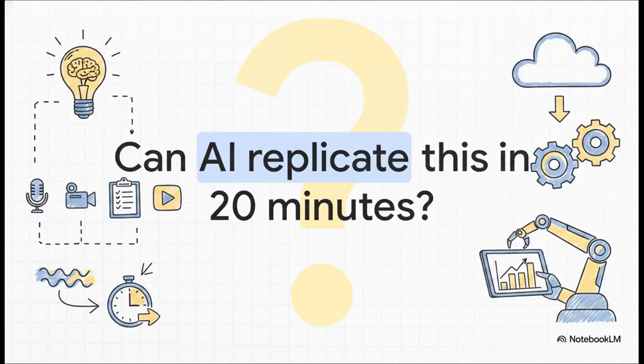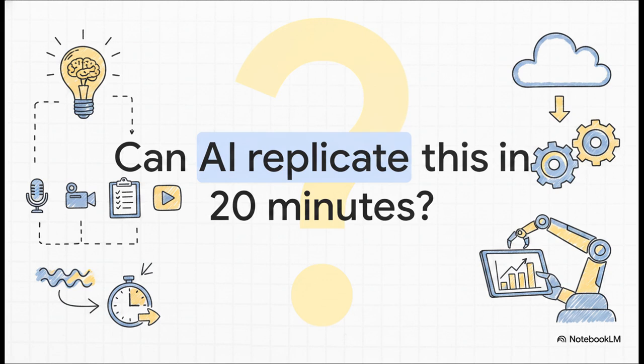Now, the sheer success of the Zen channel really begs a massive question. Can artificial intelligence replicate this entire production process? And can it do it in under 20 minutes? Well, the answer, as we'll see from our source material today, is a resounding yes.